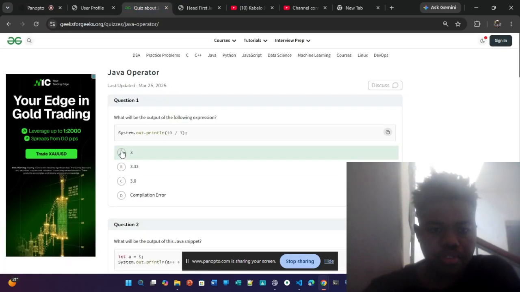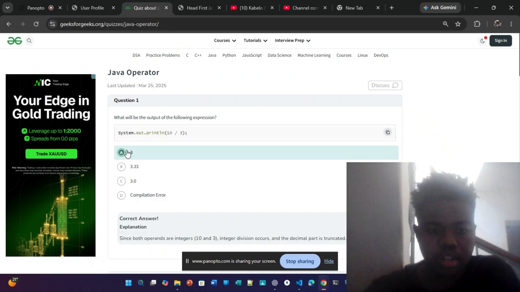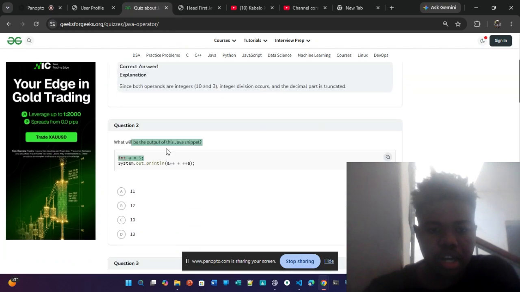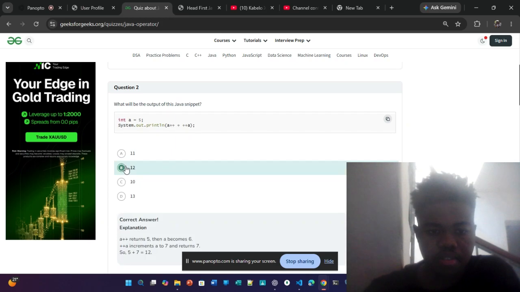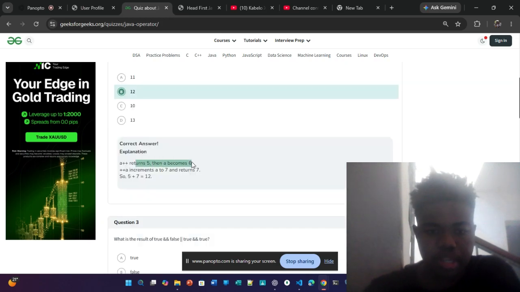What would be the output of the following expression? What would be the output of this Java snippet? A returns 5, then A becomes 6. This increments it to 7 and returns 7. So 5 plus 7 equals 12.